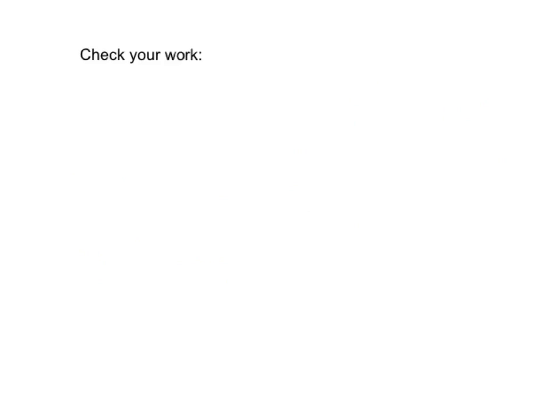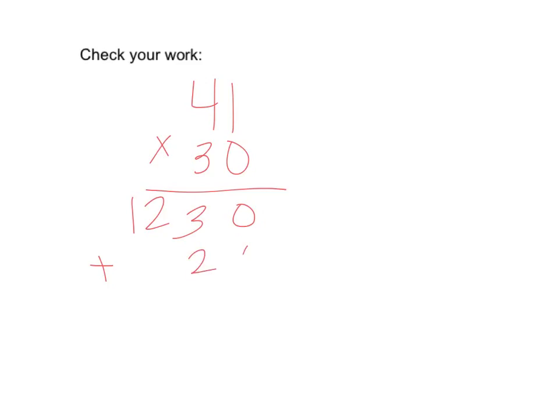Okay, it's also important to know how to check your work. So still thinking of that boxes of oranges problem, we're going to check that. We're going to take the divisor, which was 41. We are going to multiply that by the quotient that we got, which was 30. And then that will give us 1,230. Going to add my remainder, and I should get my dividend.